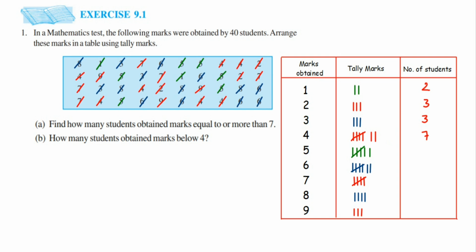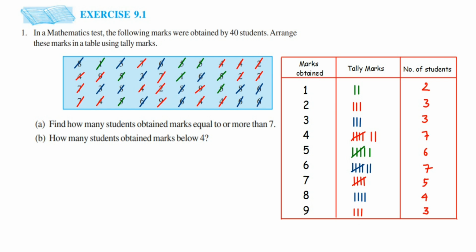Next is 5, and there's 1 tally mark here. 5 plus 1 is 6. So 6 students obtained 5 marks. Next we have 6 marks. There's a 5 plus 2, which is 7. So 7 students obtained 6 marks. Next there are 5 tally marks here. This means 5 students obtained 7 marks. There are 4 tally marks here. This means 4 students obtained 8 marks. And the last are 3 tally marks for 9. This means 3 students obtained 9 marks.